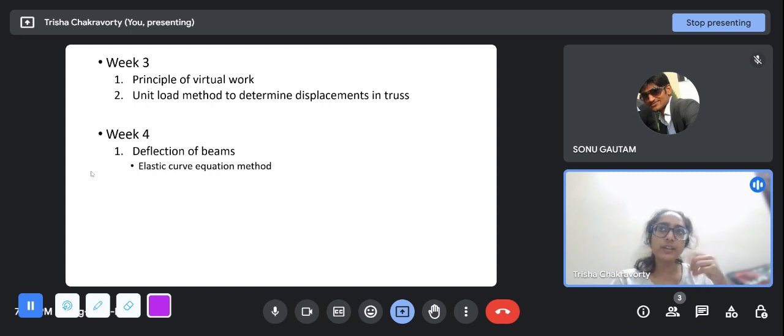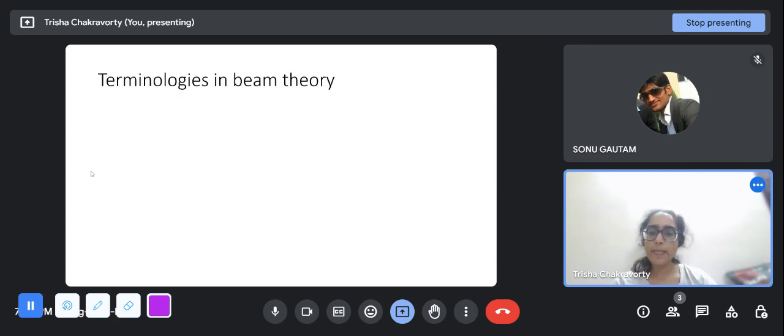to obtain the equation of the deflection of the beam along the axis of the beam, using double integration of the governing differential equation, and the moment area method, which is based on two theorems. And there is another method that is used for deflection of beams, which we are going to look at today. That is the conjugate beam method.